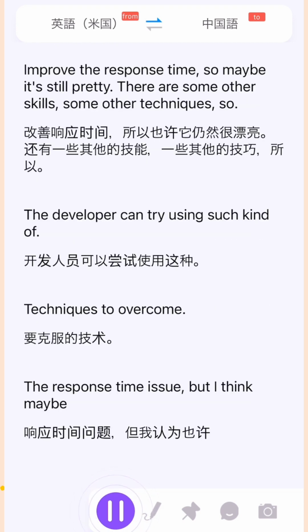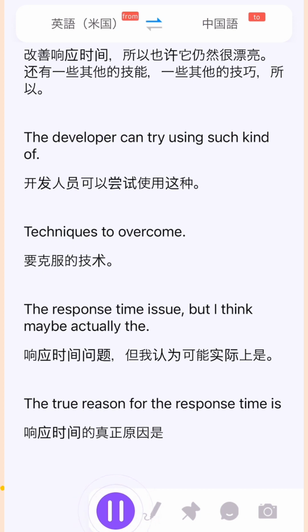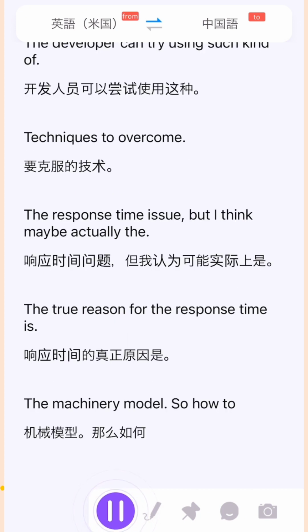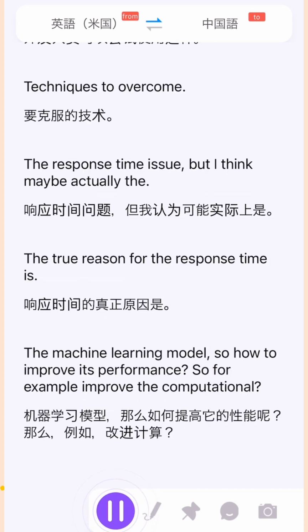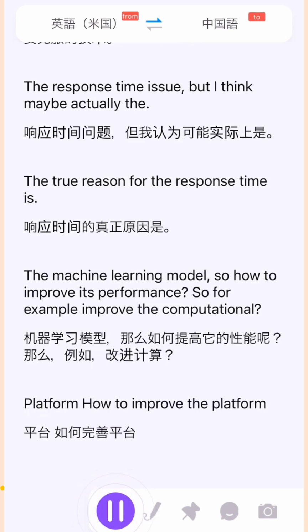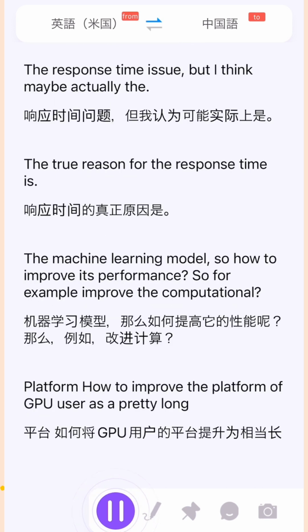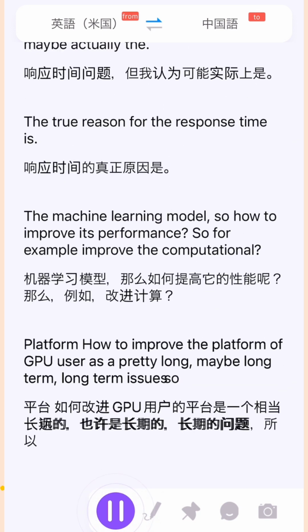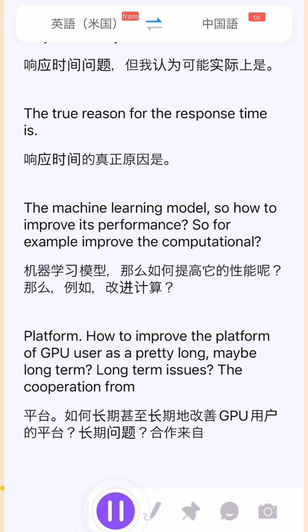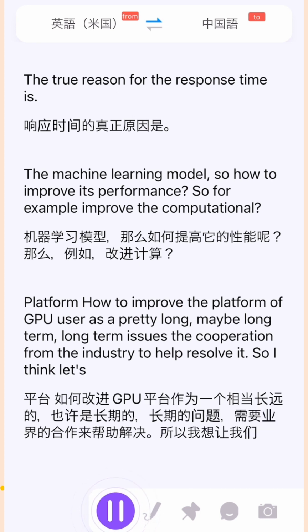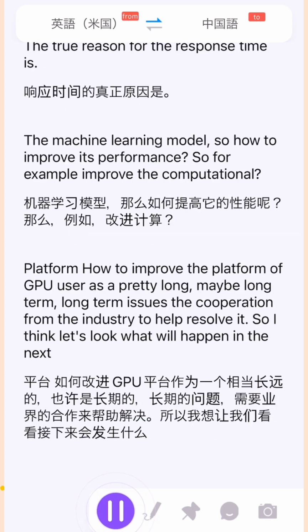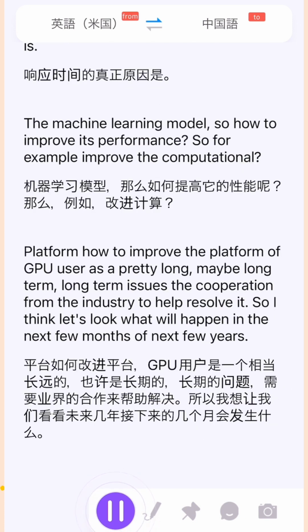But I think maybe the true reason for the response time is the machine learning model. So how to improve its performance, for example, improve the computational platform, how to improve the platform of GPU. So that's a pretty long-term issue. It needs the cooperation from the industry to help resolve it. So let's look at what will happen in the next few months or next few years.